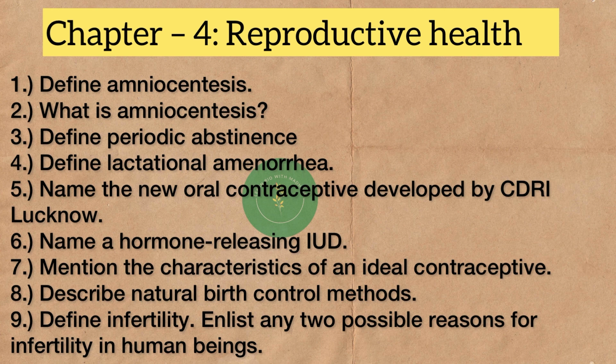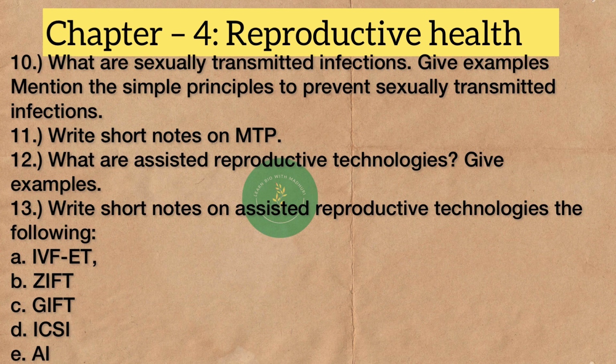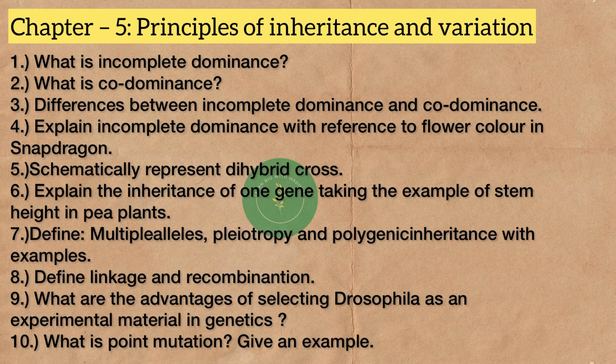Define infertility. Enlist any 2 possible reasons for infertility in human beings. Also questions like sexually transmitted infections with examples and simple principles to prevent sexually transmitted infections, MTP, assisted reproductive technologies and examples. Plus you also have to know and write the short notes on IVF, ET, ZIFT, GIFT, ICSI and AI. Next chapter, chapter number 5, principles of inheritance and variations.